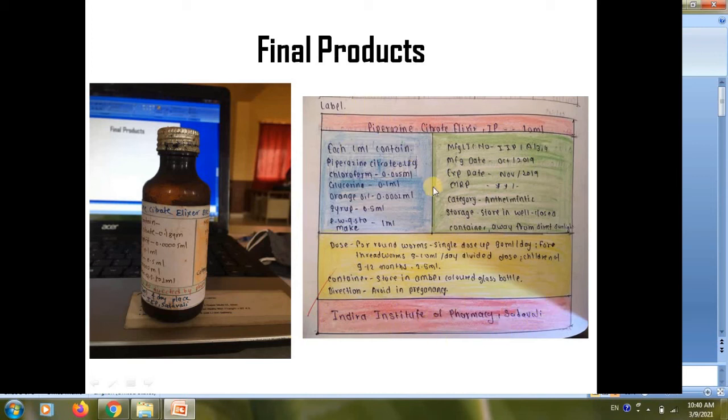So such a label you have to prepare for each preparation. Okay, and this you have to stick on this container. So in this way you have to prepare, and after your preparation you have to write in your lab book as well as journal, and you have to get it checked from my side. Okay, so such a final preparation should be there.